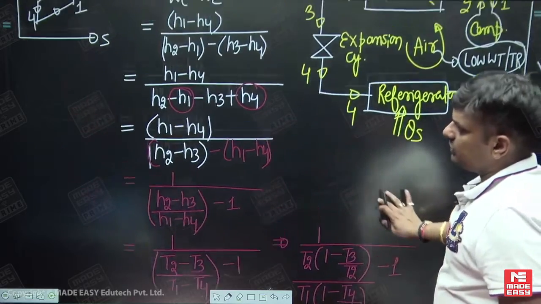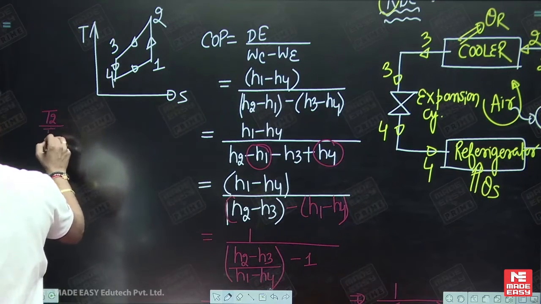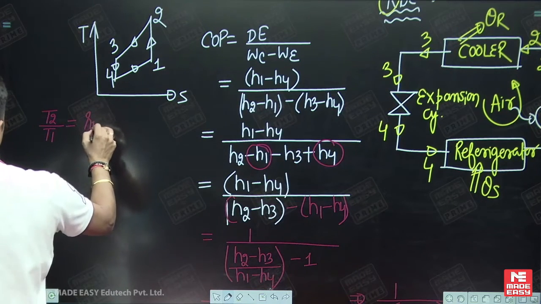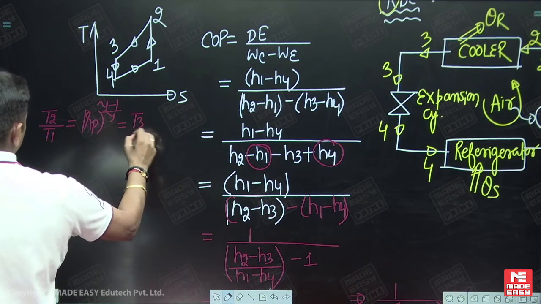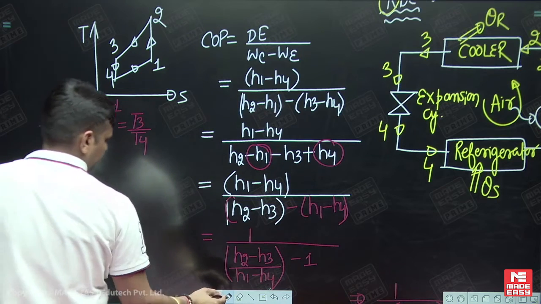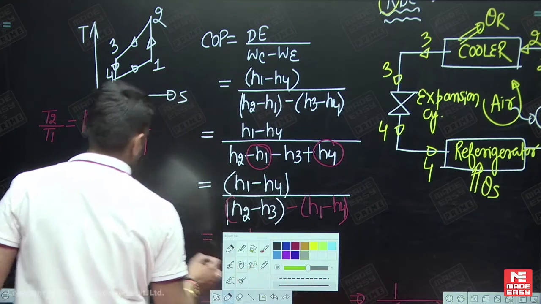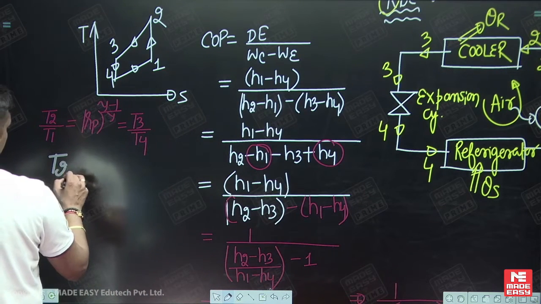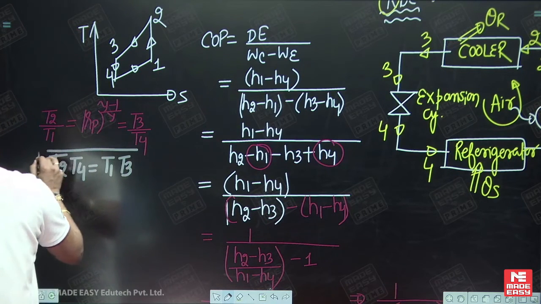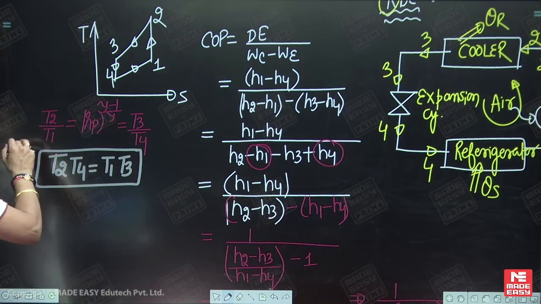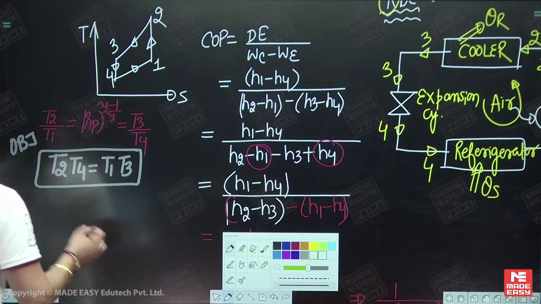But if you will observe carefully this case, T2 upon T1 is equal to pressure ratio Rp raised to power gamma minus 1 upon gamma is equal to T3 upon T4. So now from this one most important formula is coming into picture, okay. T2 T4 is equal to T1 T3. So please remember for the objective point of view this formula. This is very important, okay.